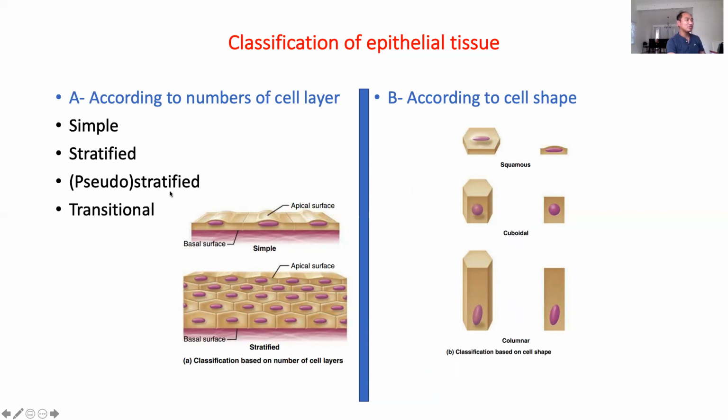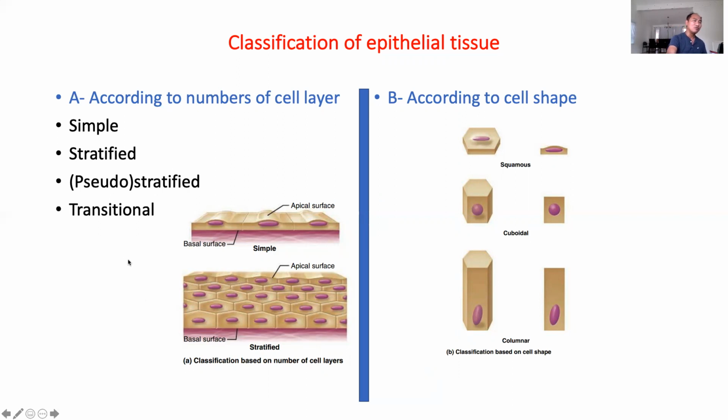And pseudo-stratified. Pseudo means it's fake, not real. Pseudo-stratified means it looks like it is multiple layers, but actually it is only one layer. That is what we call pseudo-stratified epithelium. So pseudo-stratified columnar means it looks like multiple layers of columnar cells, but they are only one layer.